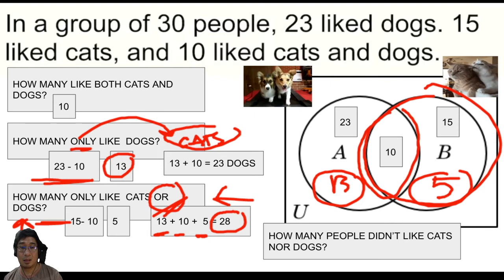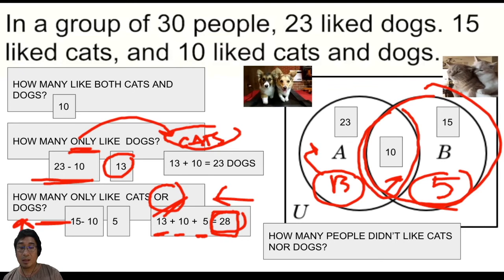Alright? So, ibig sabihin, ilan ang may gusto sa pusa at aso? Magkaiba yan sa only. So, kailangan natin makuha yung exclusive dito lang. Tapos, yung intersecting area, which is 10. Tapos, yung sa pusa. So, pag nakuha na natin yan, ang sagot natin is 28.